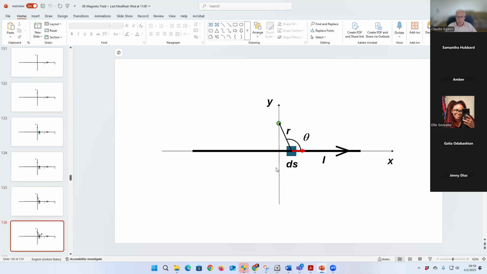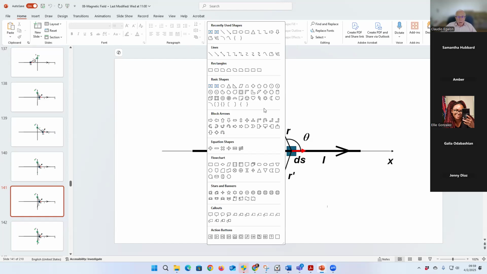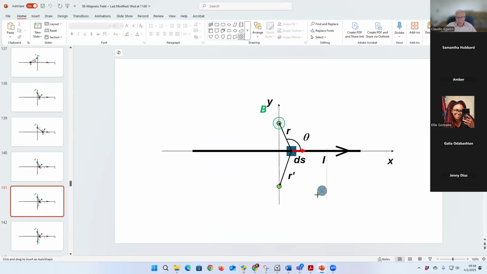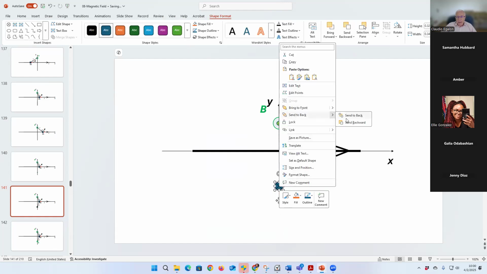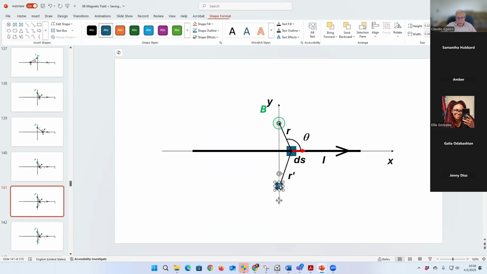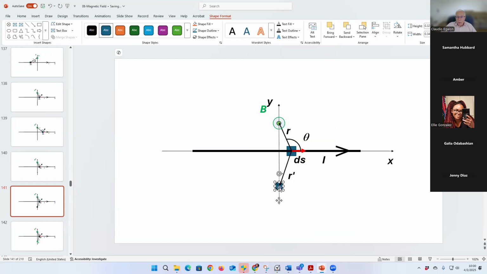Let me get another one right in here. And the right way to illustrate this magnetic field is with this one right in here, instead of this point. Send back. Oh. Ow.